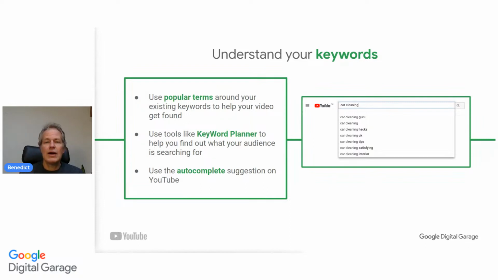So try to find out what your audience is looking for. Use the autocomplete suggestions on YouTube. When you type something you're looking for, YouTube has an autocomplete. See what the autocomplete is. That can help you because that's one of the keywords which is very popular. And once you know your keywords, use them to be searchable.